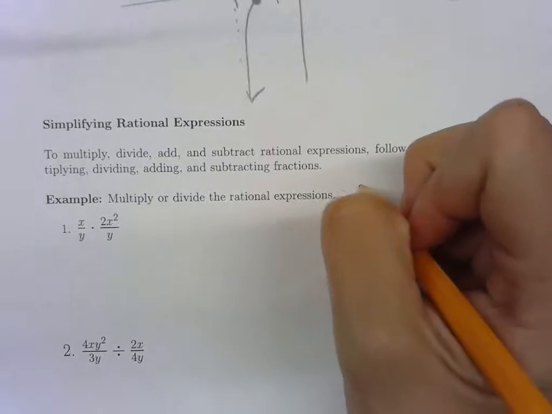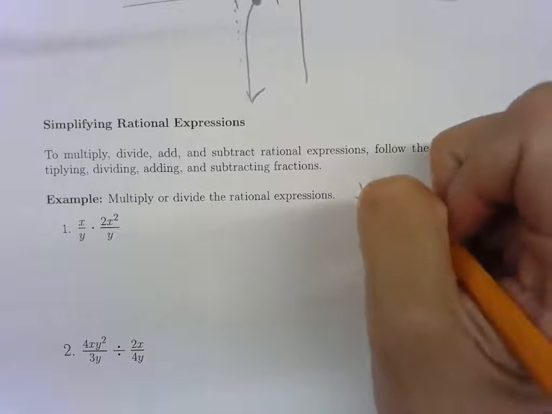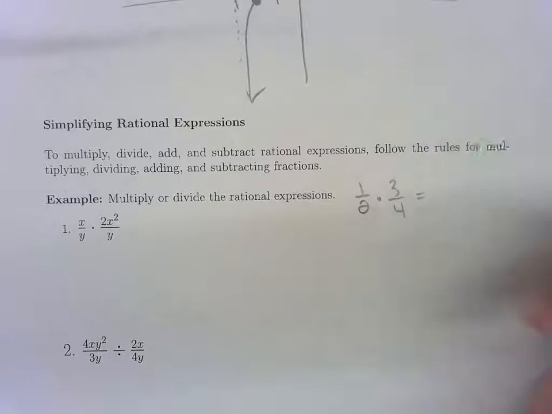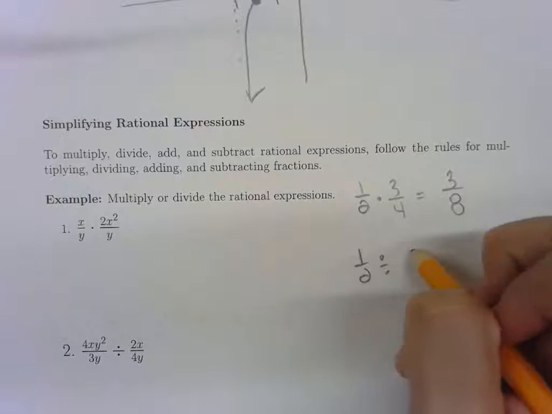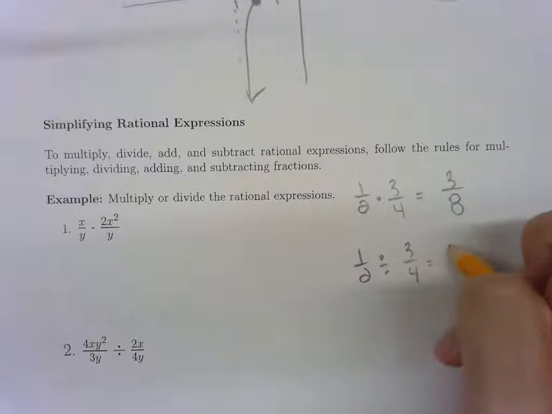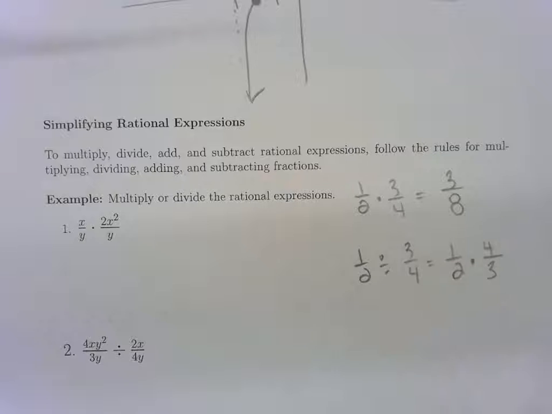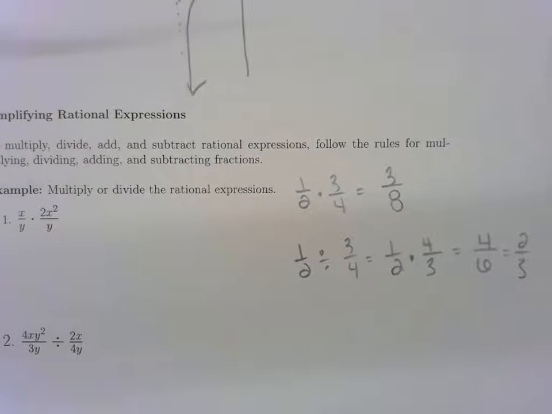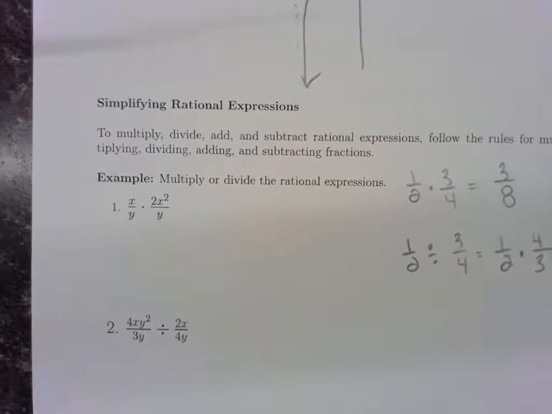If you have 1/2 times 3/4, okay, remember you just multiply across. This would be 3/8. If you have 1/2 divided by 3/4, that's the same as multiplying the reciprocal. So it would be 1/2 times 4/3. That would be 4/6, okay, which you could simplify to 2/3. Okay, so this is the same thing when you have variables.